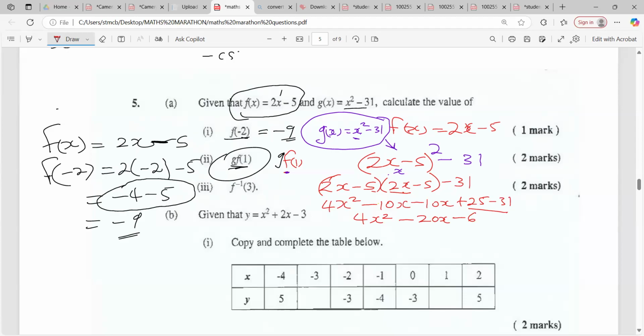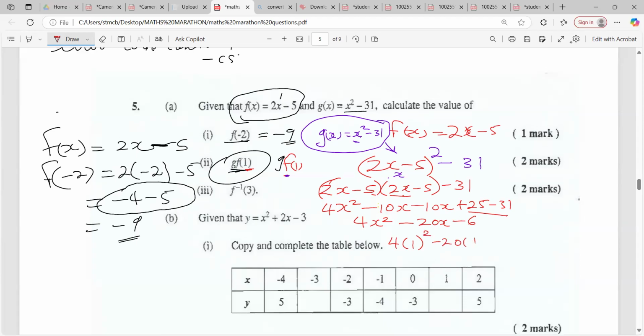All right, I'm going to plug in 1 now, because that's what they say right here. Plug in 1. After we combine it, we'll plug in 1. So you square the 1 first, and then 4 times 1, 4. Negative 20 times this, minus 20. 4 minus 20, minus 6, so both of them negative, minus 26. And you get negative 22.